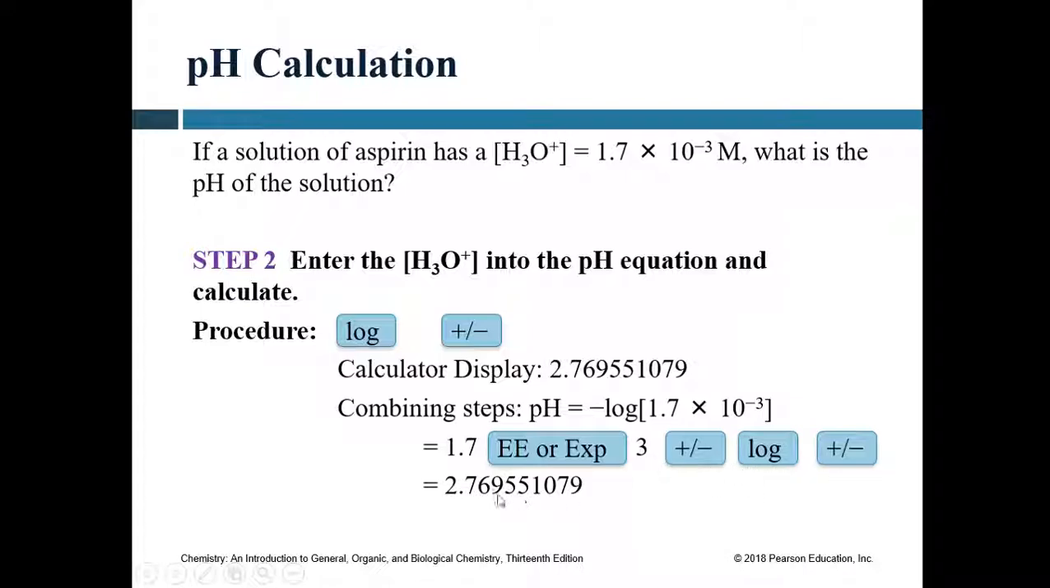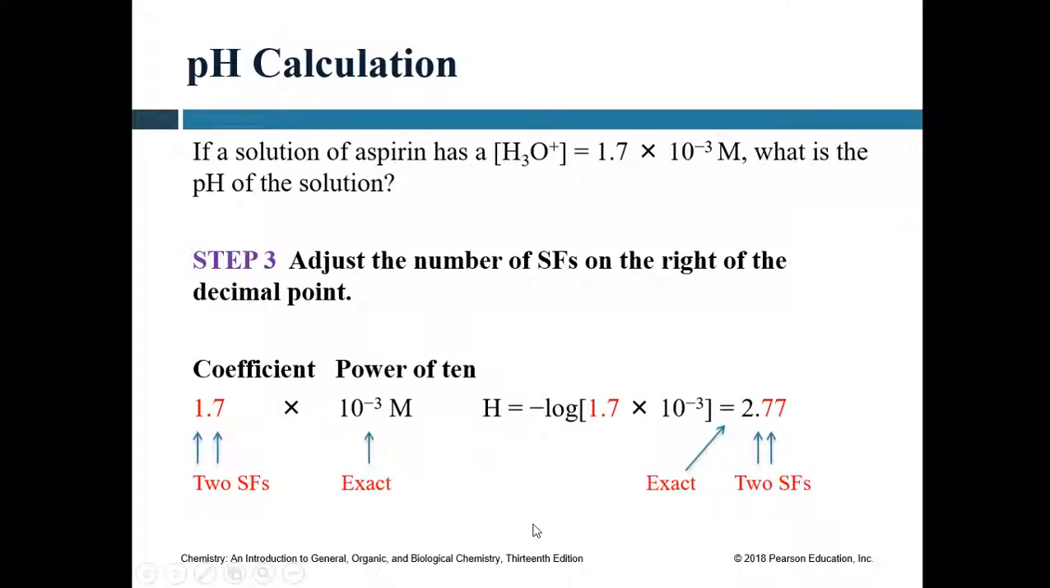Or maybe you don't get this long number, but that's okay because you only need two significant figures here, so you're only going to need two numbers after the decimal. So here's two numbers. We look here. Yes, we're going to need to round up. So your answer is 2.77 for the pH, which makes sense since our aspirin is a little bit of an acidic solution. Then, of course, this is going to be an acid because it's less than 7.